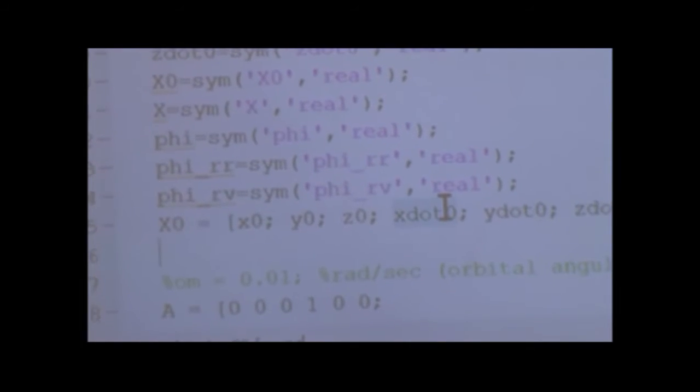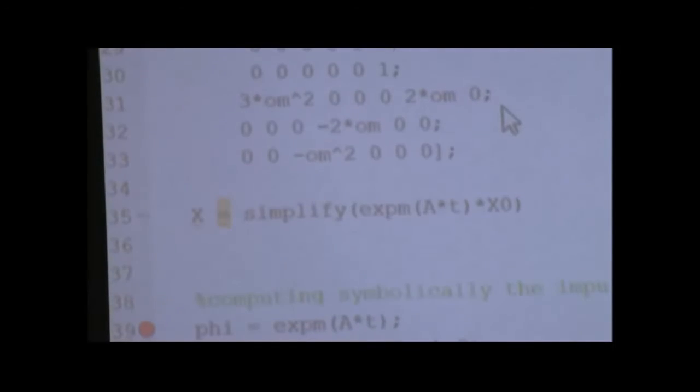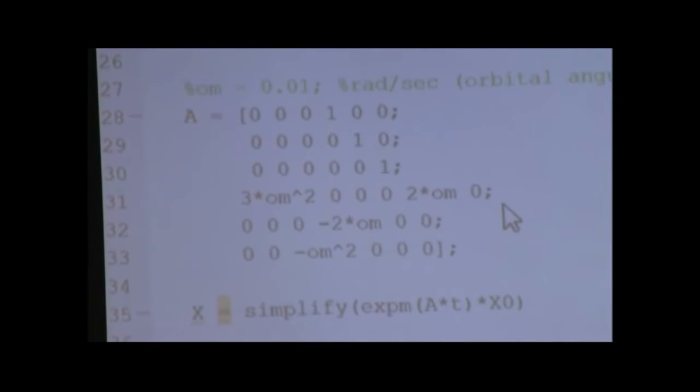So A is what we have discussed when I derived, well, even before I derived those equations, right? Two lectures ago, I gave you those equations, and I put them in state space form, and to do that, we assembled A, so that's what it is. Bunch of 1s in the first 3 rows, and then 3 omega, 2 omega, minus 2 omega, minus omega squared.